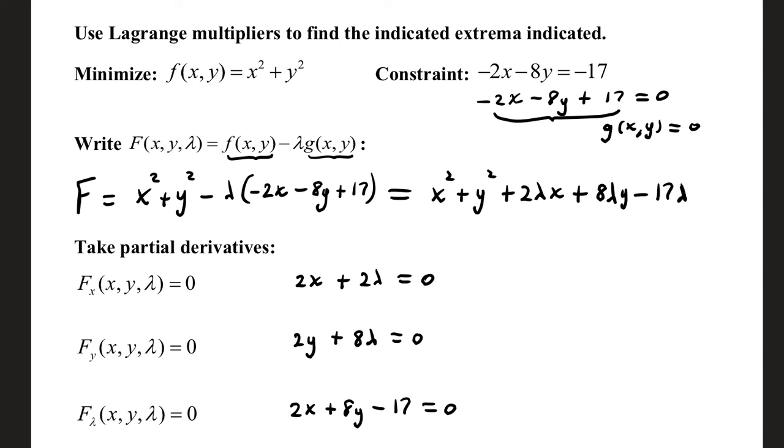Using another function, same idea, we're going to use Lagrange multipliers to find the indicated extrema. We're going to minimize this function using this constraint. Now this constraint is not set equal to 0, so the first order of business is to add 17, get all your terms on one side, and then these 3 terms will be your g of x, y. So keep in the back of your mind, you need to make sure your constraint is first put equal to 0 before you identify your constraint function g.